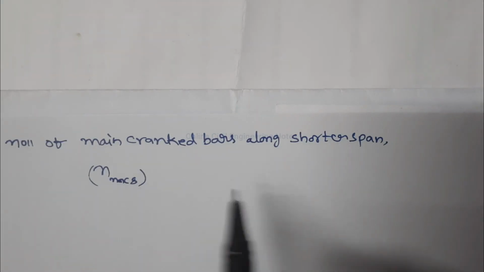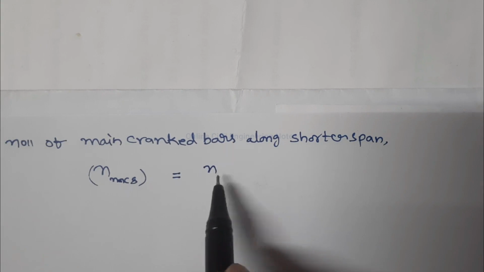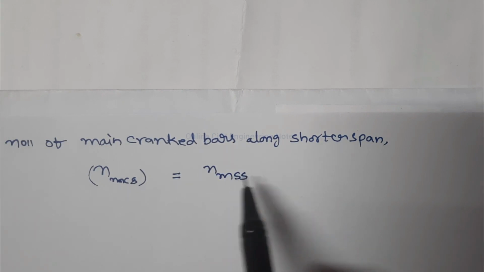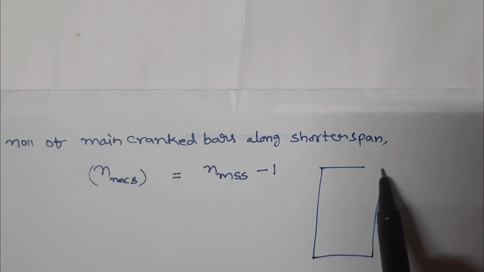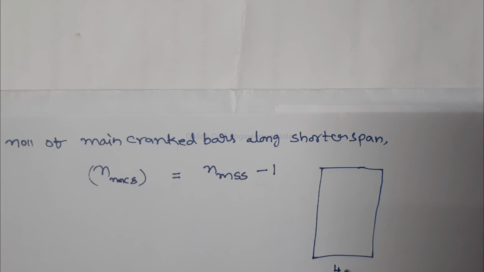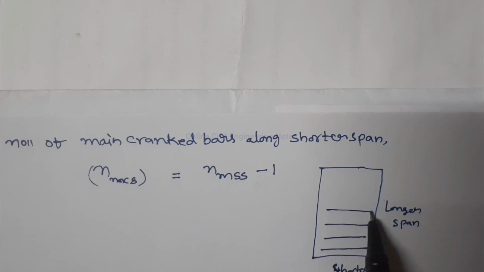Number of main cranked bars along shorter span is equal to number of main straight bars along shorter span minus 1. So in the plan, this is the shorter span. This is the longer span. Main bar is provided here and alternate main bars are provided like this. In between, this is the cranked bar.